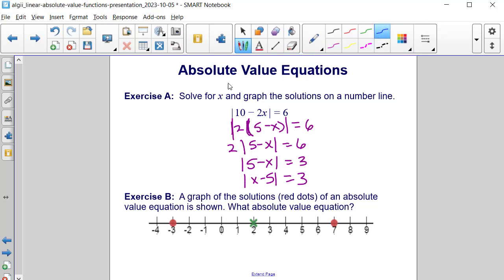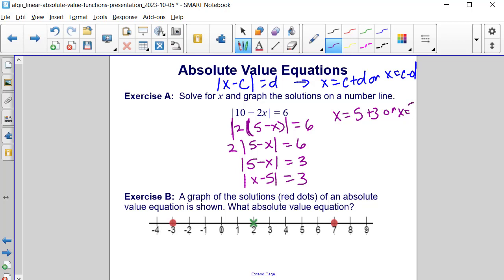And then recall that the absolute value of x minus c is equal to d produces 2 solutions. We have that x is equal to c plus d, or x is equal to c minus d. So therefore, in this problem, we have that x is equal to 5 plus 3, or x is equal to 5 minus 3. So our x could be 8, or our x value could be 2.